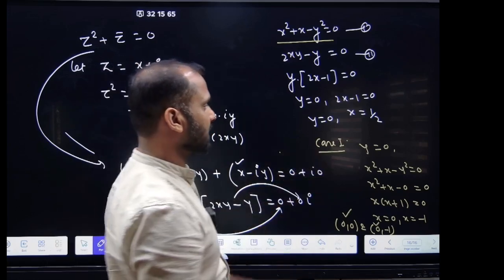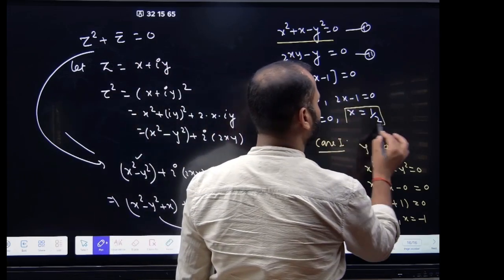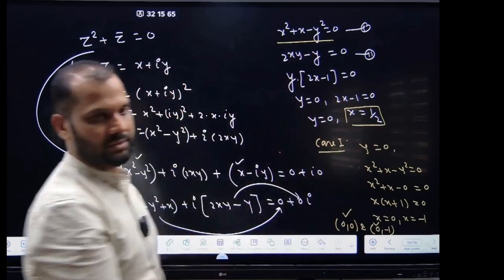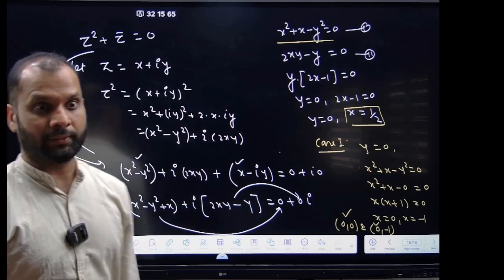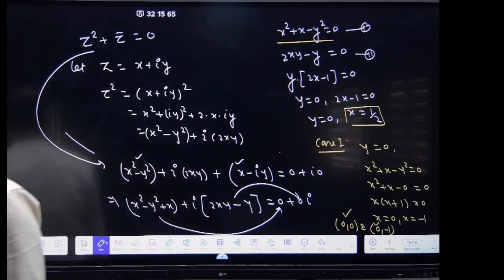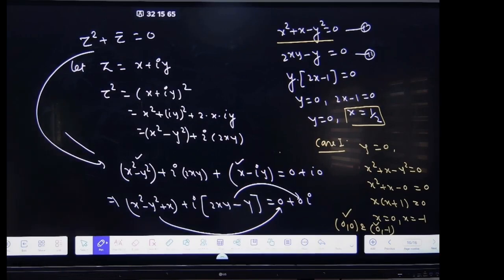This is first case. Second case, x I will take 1 by 2 and I will say how many y's are possible. 2 y's will be possible. So from there 2 and 2, 4. Try, solve. Very important question. This is called equation of complex number. Using equation you will be able to.